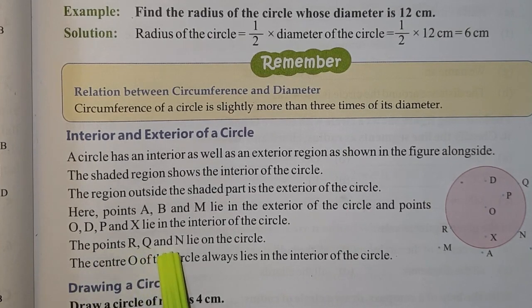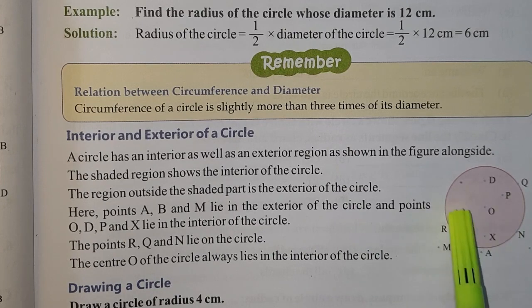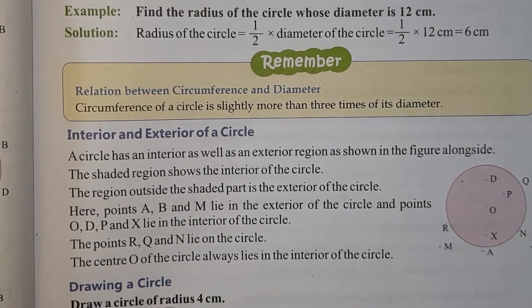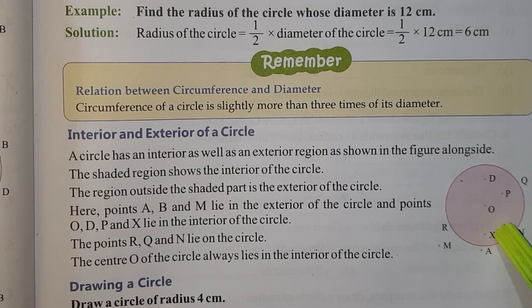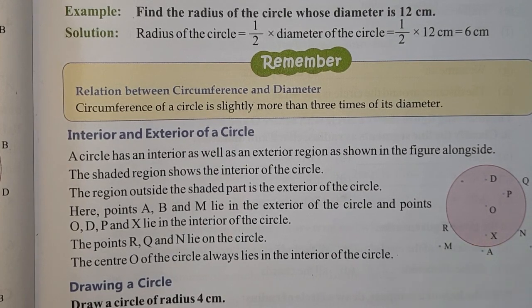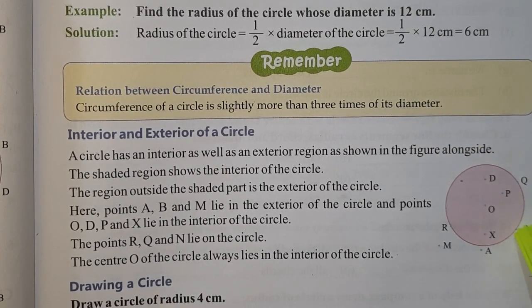The points R, Q and N lie on the circle. Now look here. Don't read from here. Look here. D, P, O and X lie in the interior of the circle. M, B and A lie in the exterior of the circle. On the circle: Q, N, R. जो सर्कल के ऊपर है.